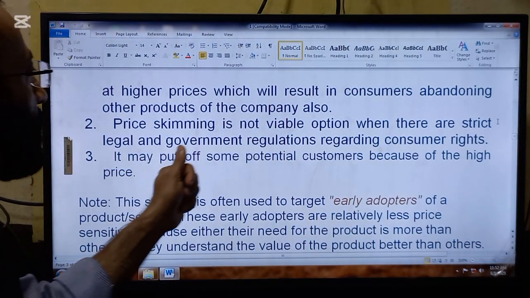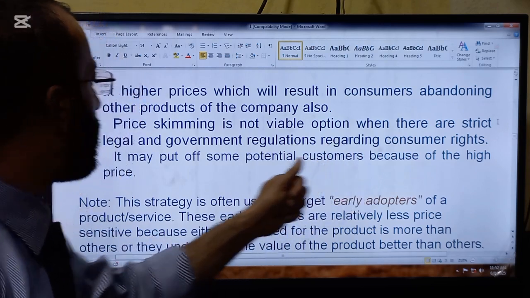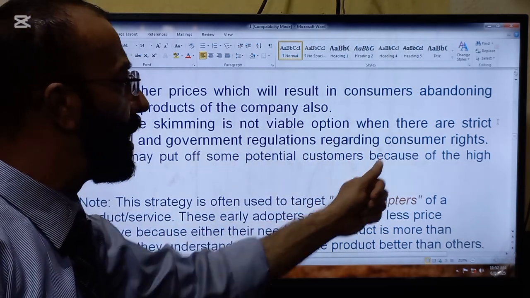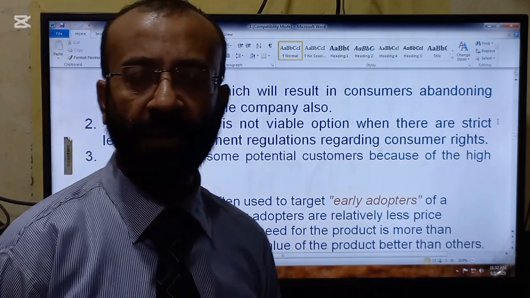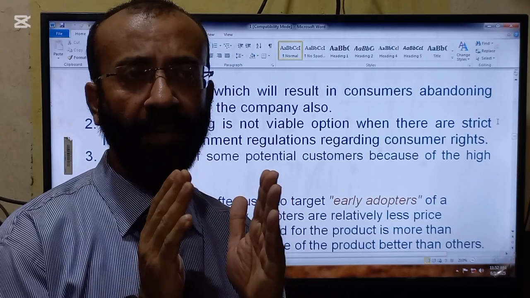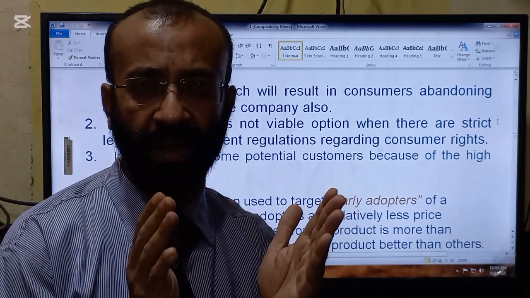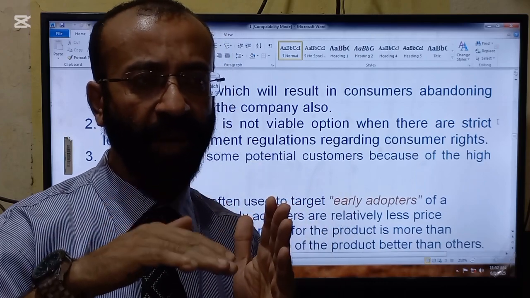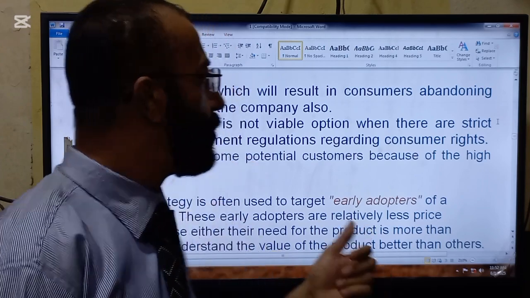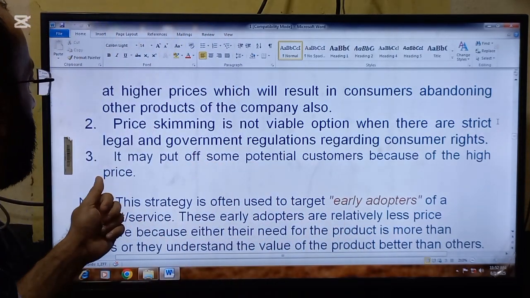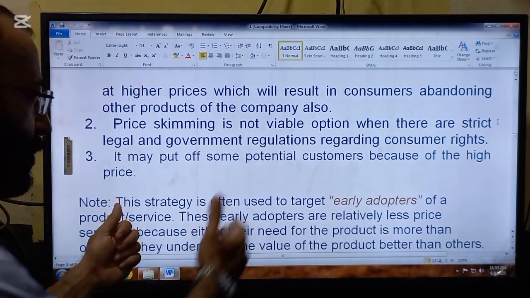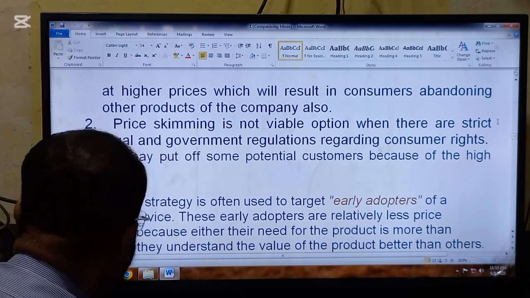Second, price skimming is not a viable option when there are strict legal and government regulations regarding consumer rights. This is another disadvantage, in a case when the government has set the price. For example, in the case of some utilities, the government has set the price, for example, per kg price is this one, so you cannot charge high. Number three, it may put off some potential customers because of the high price. So this is the third disadvantage.